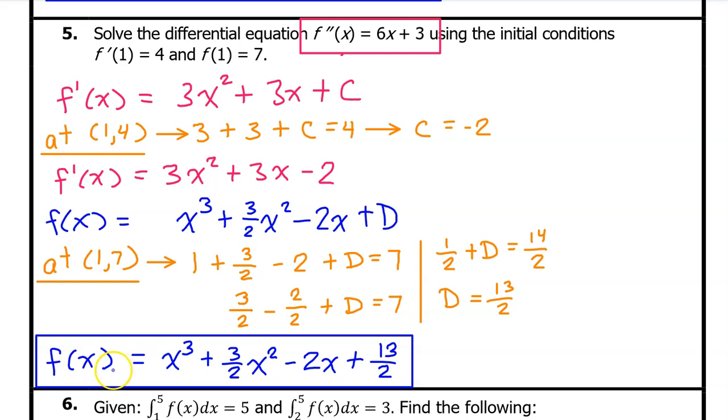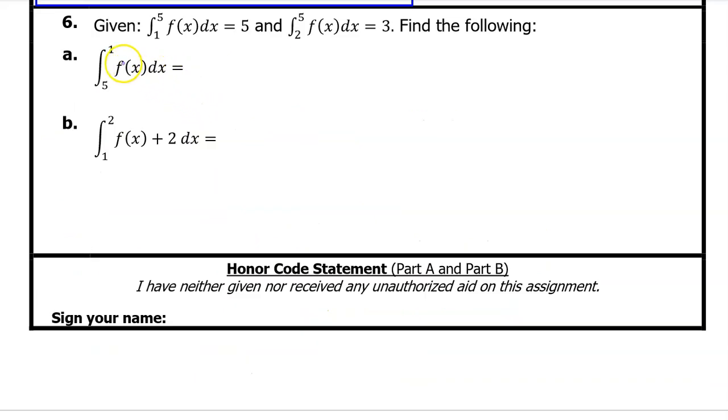So the solution to the differential equation is f of x equals x to the third power plus 3/2 x squared minus 2x plus 13 over 2. Number 6. Given that the integral of f of x from 1 to 5 is equal to 5, and the integral of f from 2 to 5 is equal to 3, find the following.